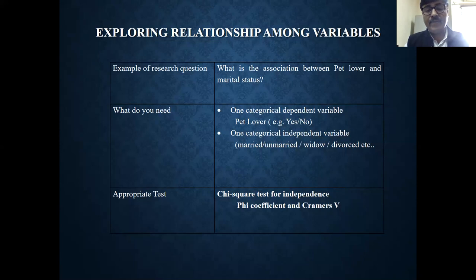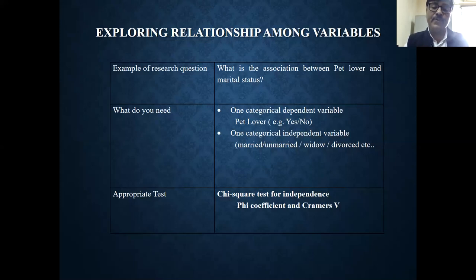Now see here, the chi-square test gives only whether there is an association or not between paid lover and marital status. It doesn't give information about how much is the strength between paid lover and marital status. If you want to check the strength, then the phi coefficient and Cramer's V are appropriate.